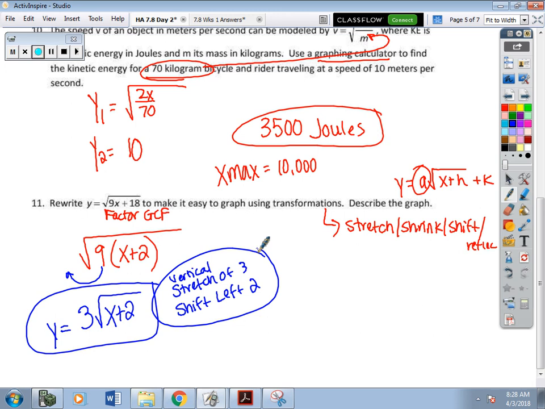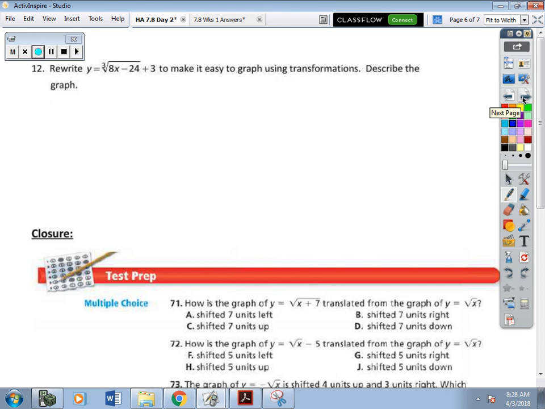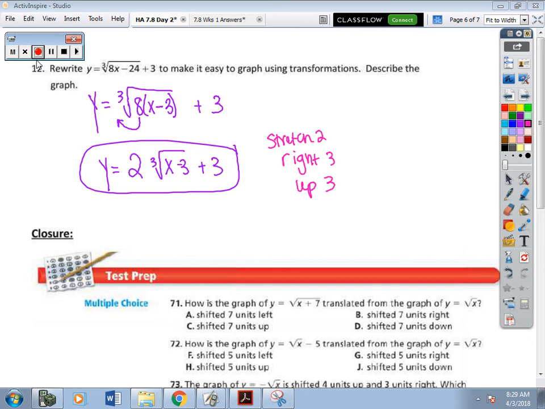All right, one more on the next page for you guys to try. And then I do have some closures. You guys are going to work with partners to complete those multiple choice problems. Stretch of 2. Again, that was taking out a GCF of 8. Remember, this is a cube root this time. So the cube root of 8 is just 2, positive 2. And 3 right and up 3.